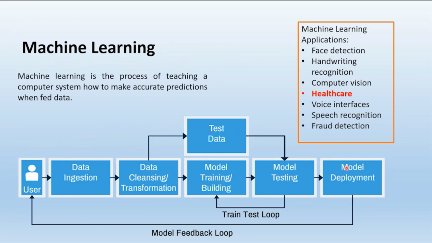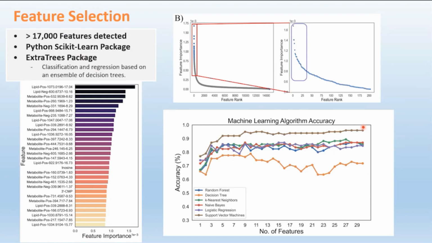And then eventually you would deploy a model, and you'd start with a new set of samples and go through this whole process. And note that this is used all over the place, right? Face detection, handwriting, healthcare, of course, is a large growth area of interest for this. And so what does it look like when we do this?